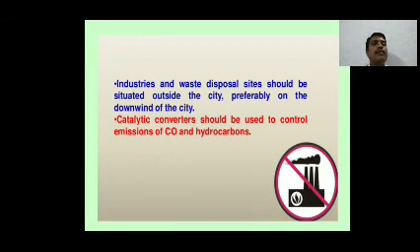Industries and waste disposal should be situated outside the city, preferably downwind of the city. Catalytic converters should be used to control emission of carbon monoxide and hydrocarbons. Arranging industries outside of cities is called zoning of industries. Allocation of a separate area for industries is called zoning of industries. A buffer zone is maintained between residential and industrial areas to reduce the bad effects of pollution.